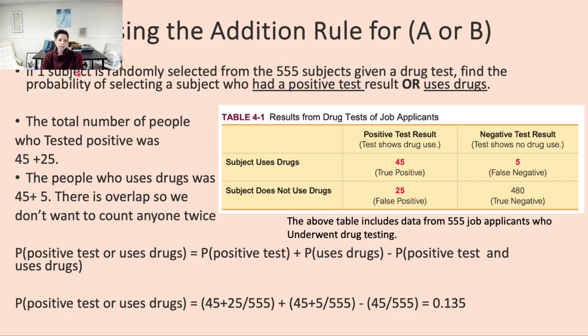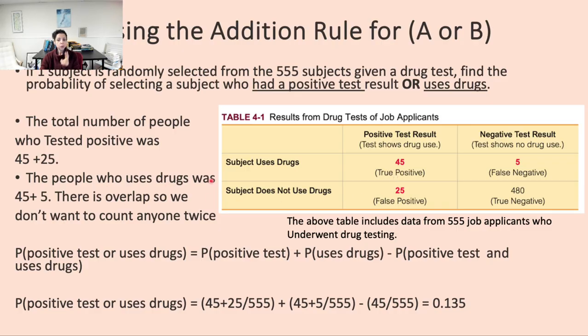If one subject is randomly selected from those 550 subjects in that drug testing study, let's find the probability of selecting a subject who had a positive test result or uses drugs. The total number of people who tested positive is in this column right here: 45 true positive, 25 false positive.